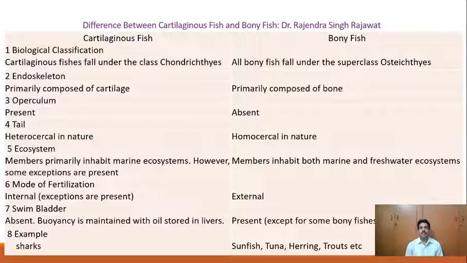The most common example of cartilaginous fishes is the shark, whereas in bony fishes the examples are sunfish, tuna, herrings, trout, etc.